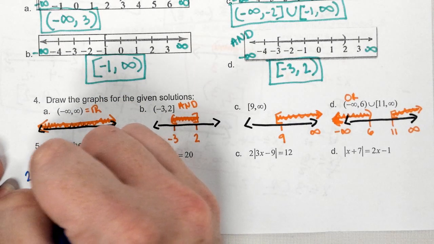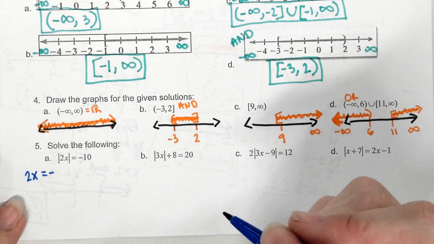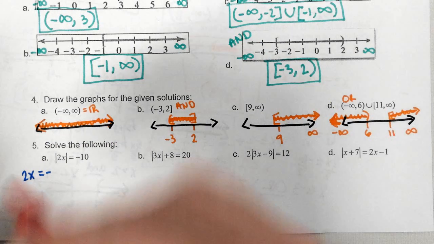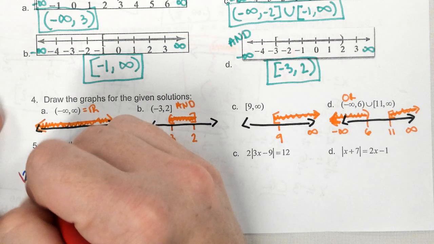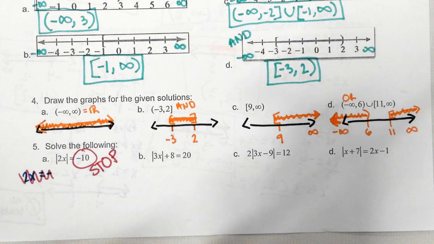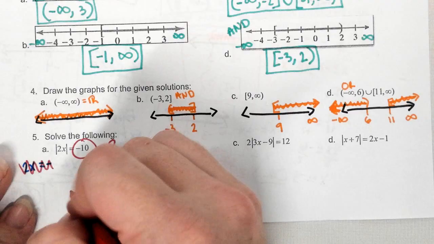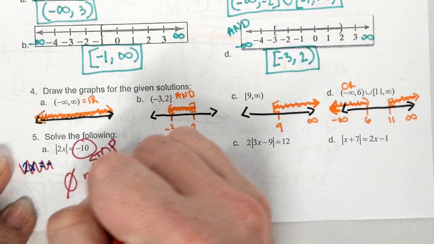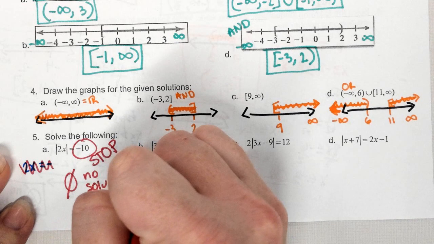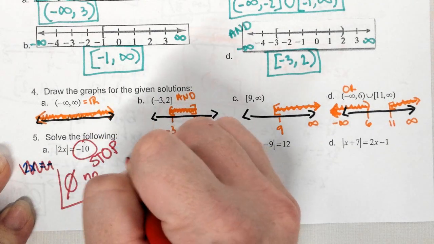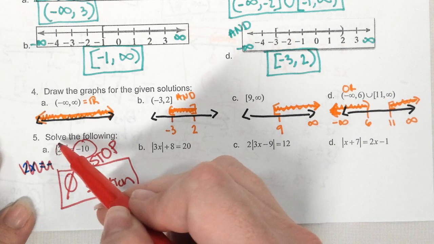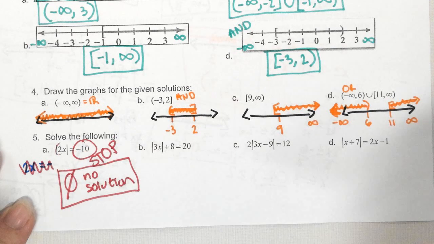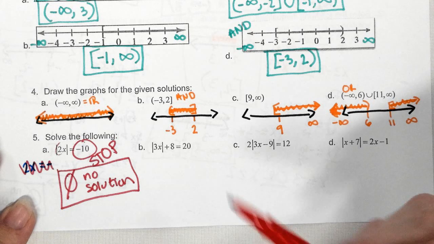2x equals, freeze. What does it equal? A negative. What do you do when it equals a negative? You stop. Now this is an equation, and on equations, what's your answer whenever it is negative? No solution. Because remember, absolute values give you a positive number. A positive number will never equal a negative 10. It's not possible. So that's no solution.